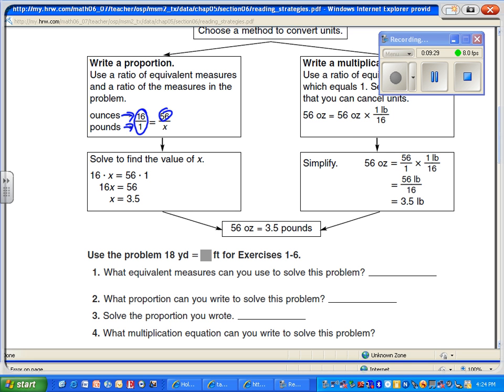So to solve this, we're going to do our cross products. So 56 times 1 is 56, and then 16 times x is 56. And that's what you see right here. Our cross products are equal when we have a proportion. So 16x is equal to 56. So to isolate our variable, we're going to divide now both sides by 16, and that gives us our answer of 3.5. All right, so let's do some examples down here.